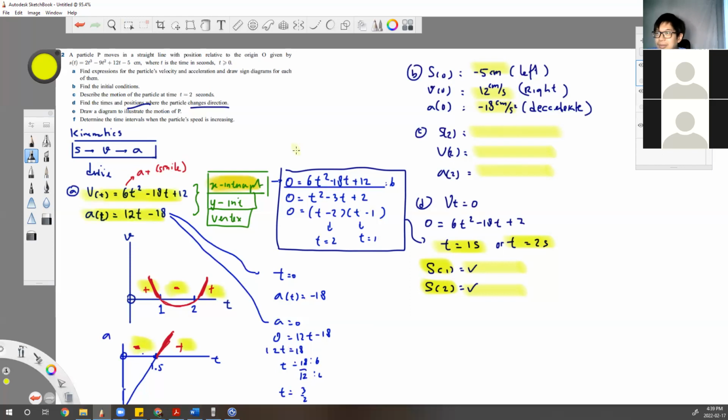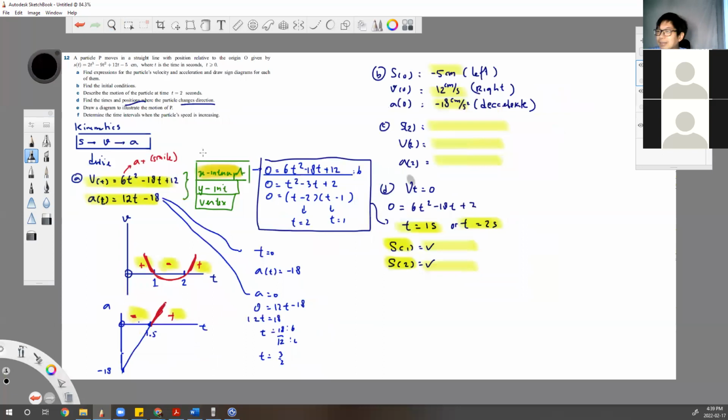Draw a diagram to illustrate the motion of P. Okay, we can do the diagram right now, but we know that we are still lacking some points, the S values, I mean. So anyway, this 0 is a stationary point, right? I want to do it fast. Wait, t equals 1, so 2 minus 9, right? I just use my normal calculator, it's faster. 2 minus 9 plus 12 minus 5, so the answer is 0.